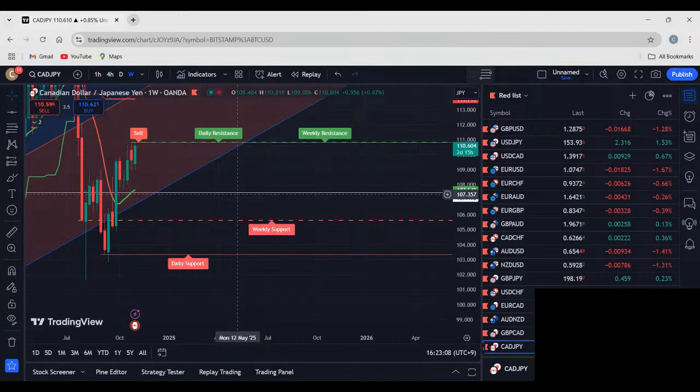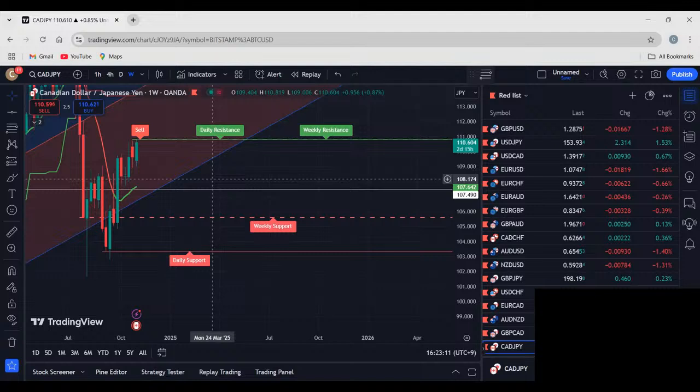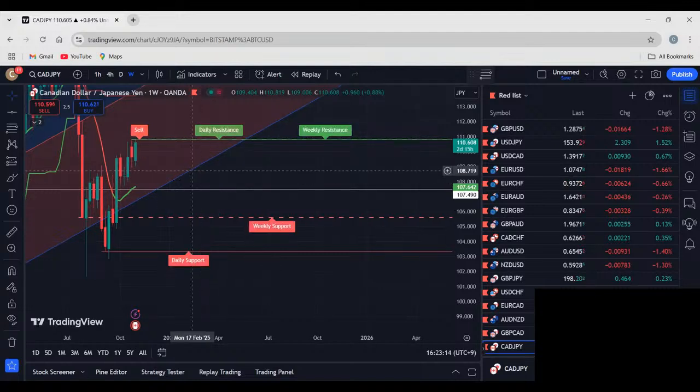I'll be coming out live tomorrow to trade this currency, to trade live.